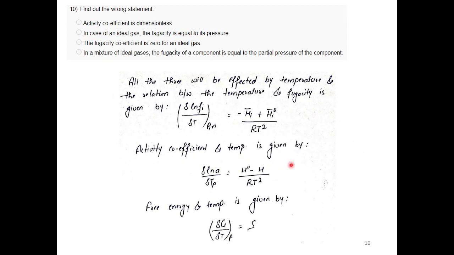Sorry. Find the wrong statement here. Activity coefficient is dimensionless, right? Are you sure the activity coefficient is dimensionless? In case of an ideal gas, the fugacity is equal to its pressure. Is it? It is absolutely not for an ideal gas, right? So this is the wrong statement. The fugacity coefficient is 0 for an ideal gas. That is also correct, right? So statement B.